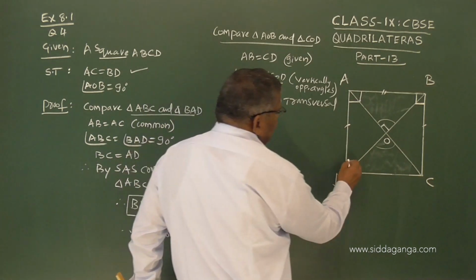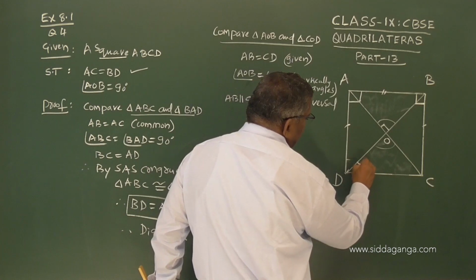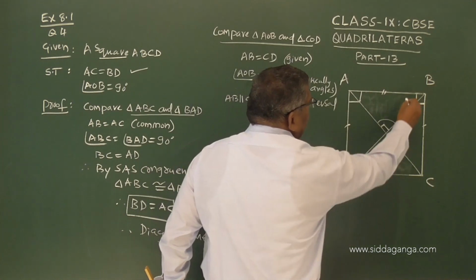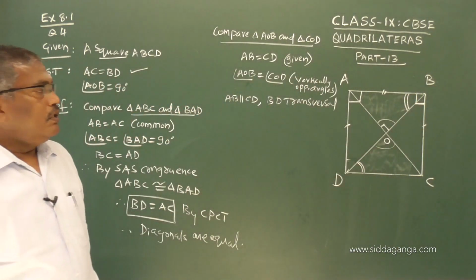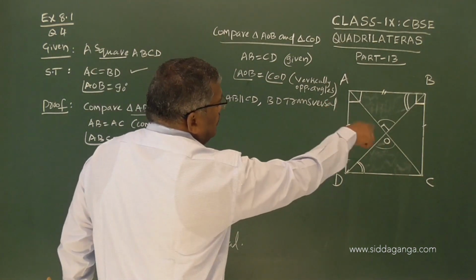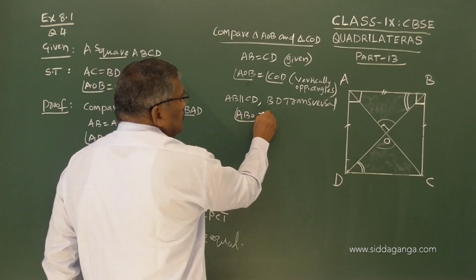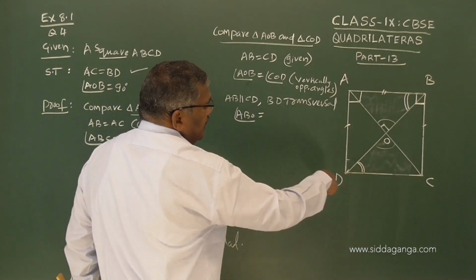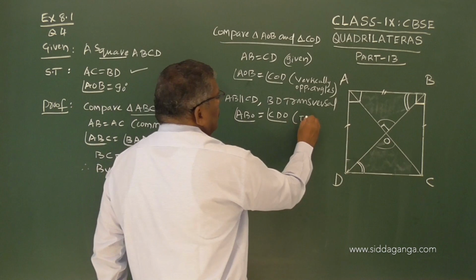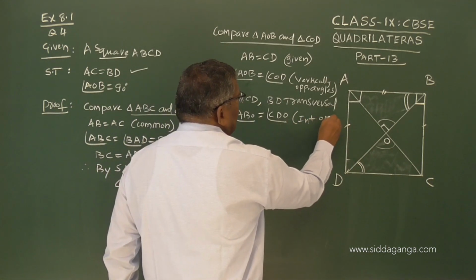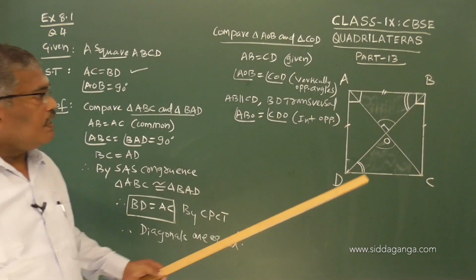So, therefore, this lower angle is equal to this angle. They are interior opposite angles. So, therefore, I will write angle ABO is equal to angle CDO. They are interior opposite angles.